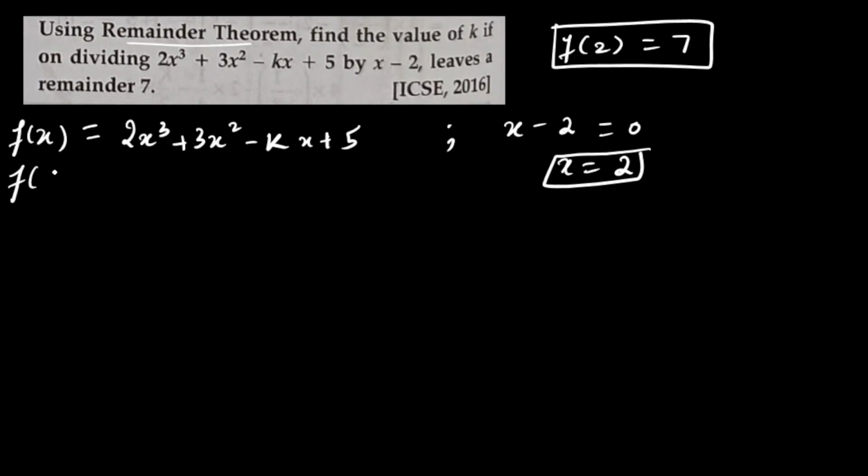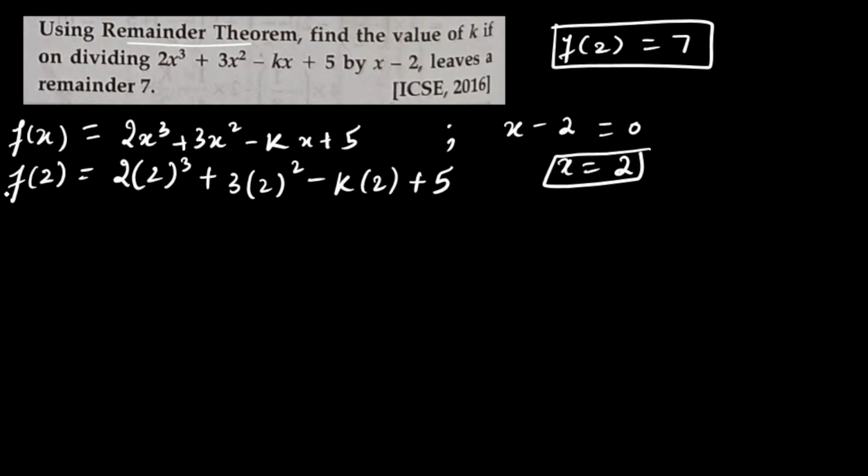So f of 2 we have to find. So at the x place we'll write its value 2: 2 cube plus 3 into 2 square minus k into 2 plus 5. So we know f of 2's value is 7. Here I'll be writing 7, substituting its value 7 here itself. I have written at the starting only. So 2 into 2 cube. 2 cube is 8. 8 into 2 is 16. See, don't multiply 2 with 3. It is 2 into 2 into 2. Cube we are doing. I have seen many times students doing that mistake.